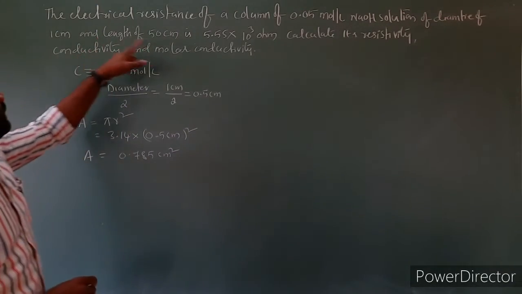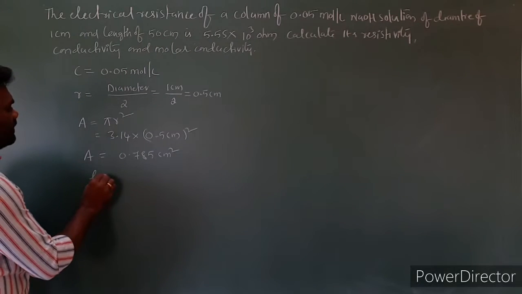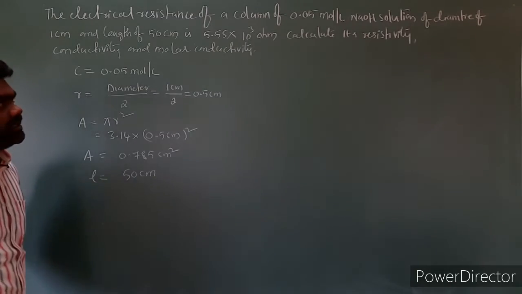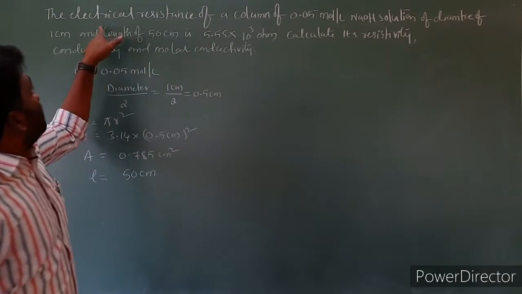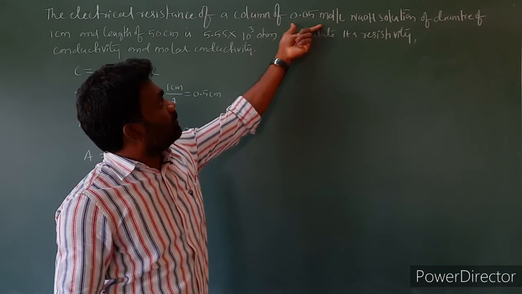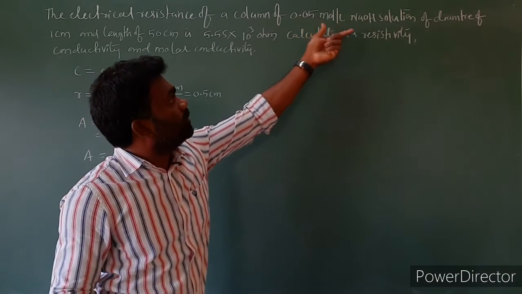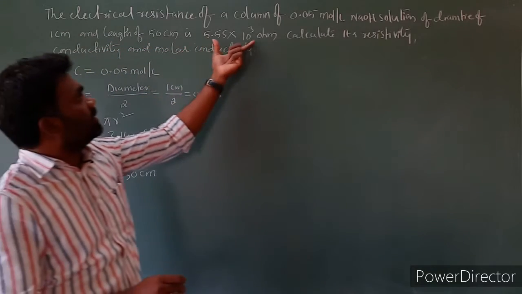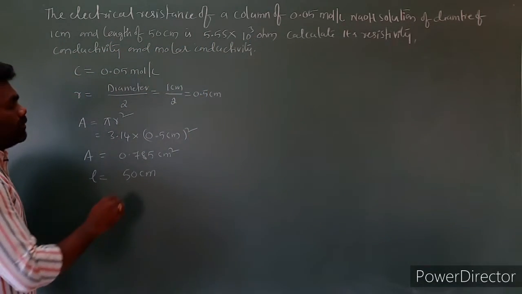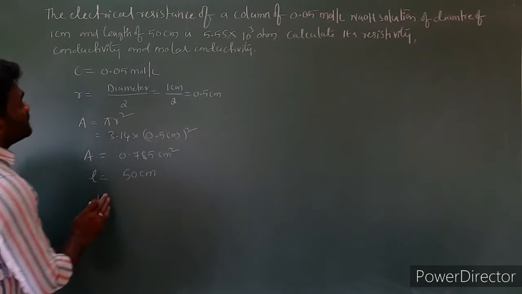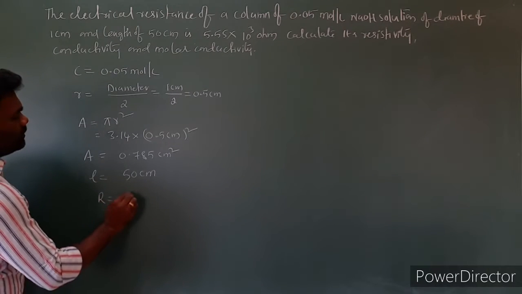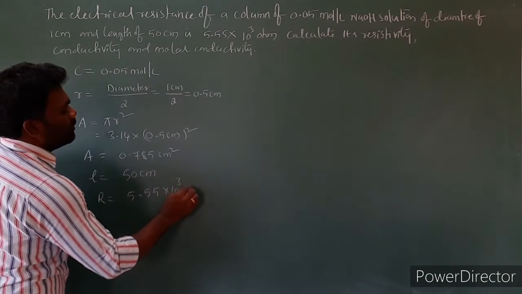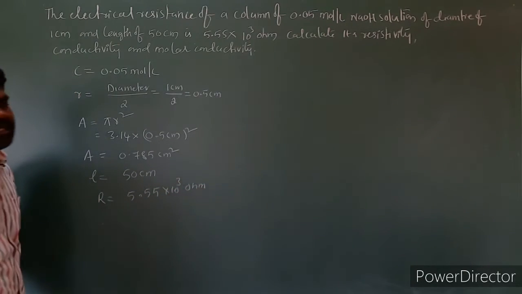Next, length of 50 centimeters is given. L is equal to 50 centimeters. And the electrical resistance of the column is 5.55 into 10 power 3 ohms. So resistance is given. R is equal to 5.55 into 10 power 3 ohms. So this is the data given.